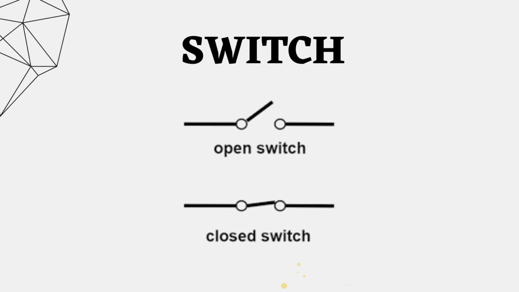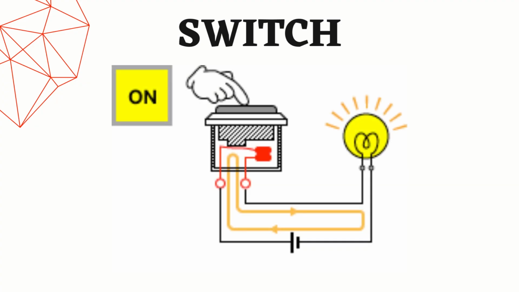From the diagram itself, this is the electrical symbol for switch. For the open switch, it disconnects the circuit, and then the device will be turned off. For the bottom one, the device is connected, and then it will be turned on. As you can see, if a person presses the switch button, the circuit will be connected, and then the light bulb will be turned on.